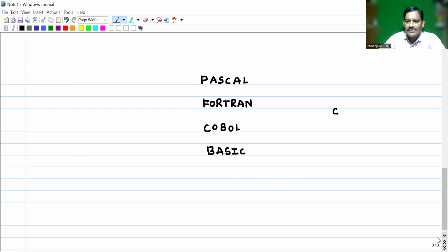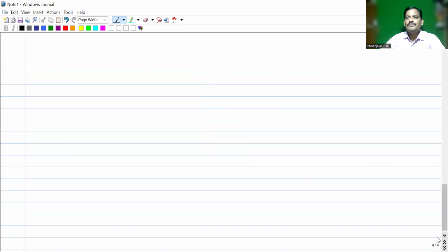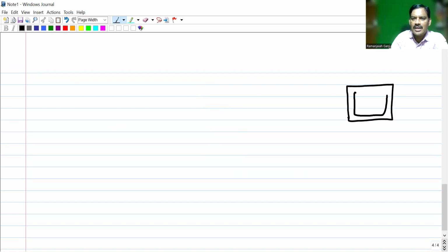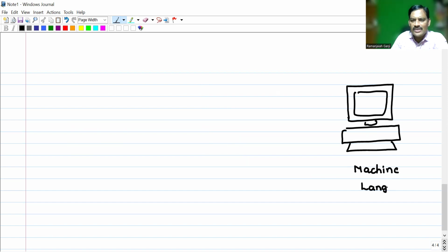But we have one problem, because consider this is a computer. This is a machine or a system or a computer. What type of language can the computer understand? That is in the terms of machine language. What is machine language? Language in the terms of zeros and ones.